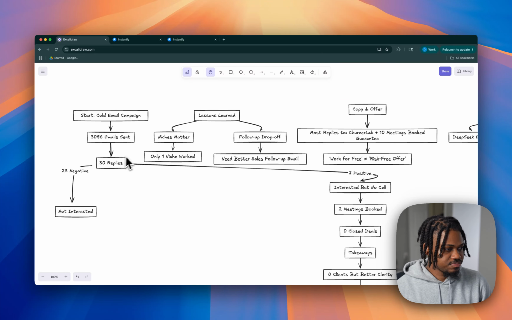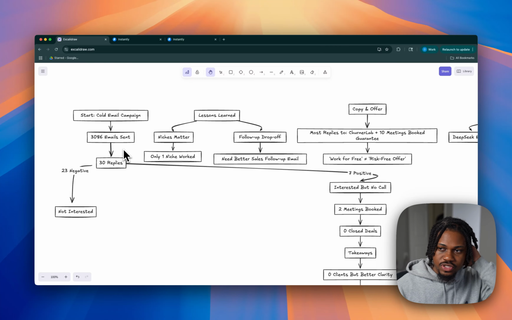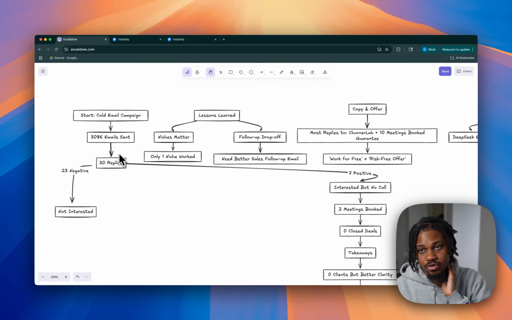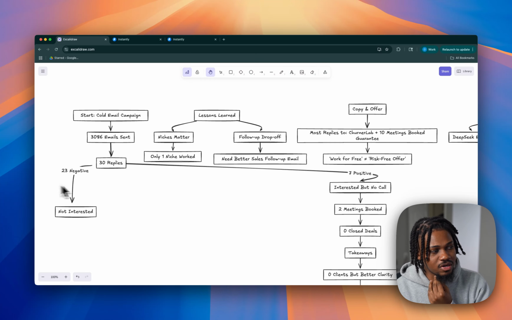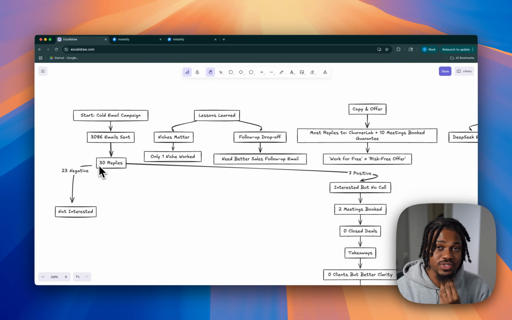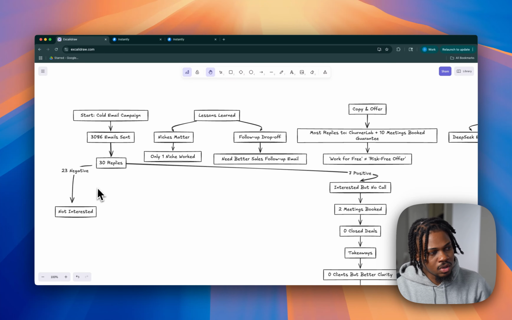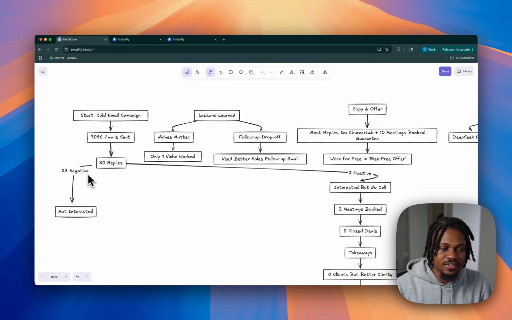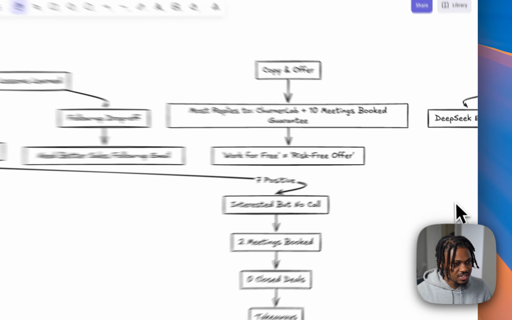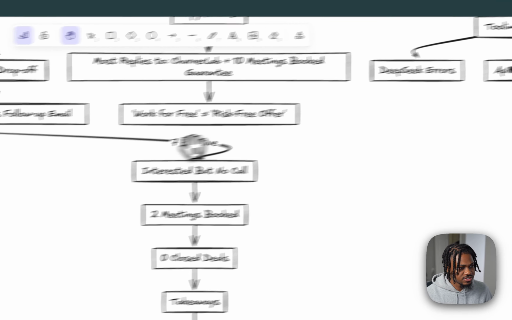So, breaking down the metrics, I had 30 total replies from this campaign. 30 replies is really not that bad. But if you think about the negative ones, 23 were flat out no's. So that's what we had there. And then we had about 7, I would say, that were positive, where they showed some sort of interest.